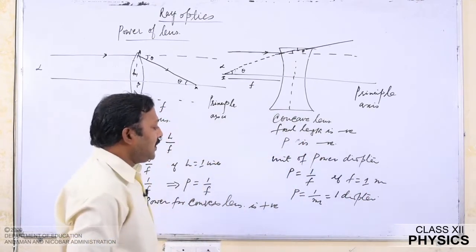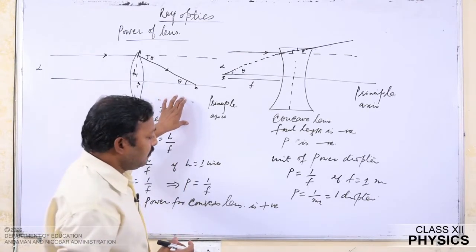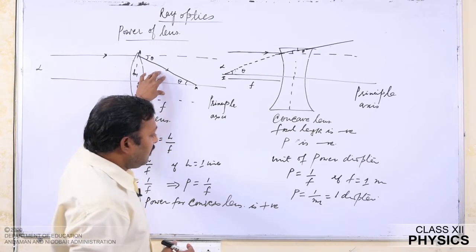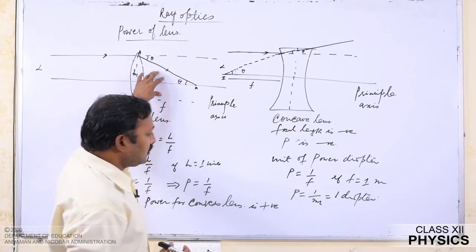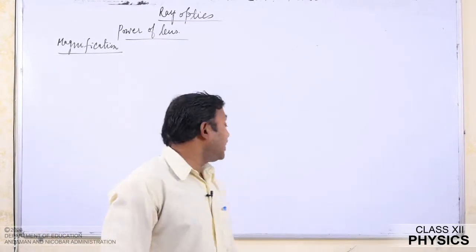So, 1 diopter is that power of a lens which has a focal length of 1 meter. So, we can say 1 diopter is that power of a given lens which has a focal length of 1 meter. Next, we will see the magnification of a lens.